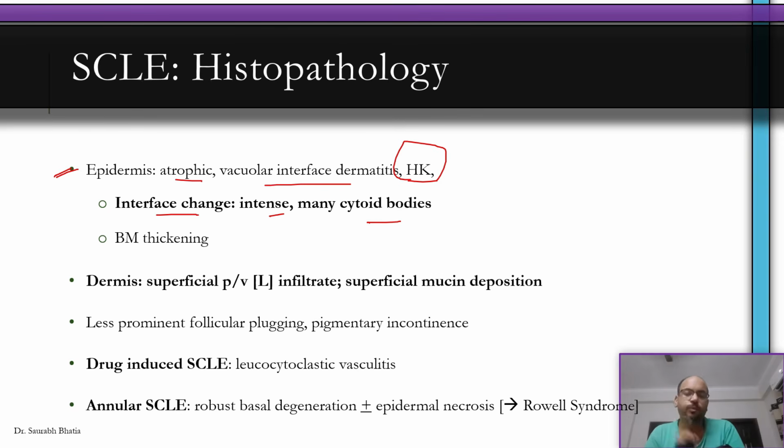The inflammatory damage is more as compared to ACLE. Remember, SCLE is more edematous than ACLE. It is more inflammatory as compared to ACLE. Basement membrane thickening can also be seen.